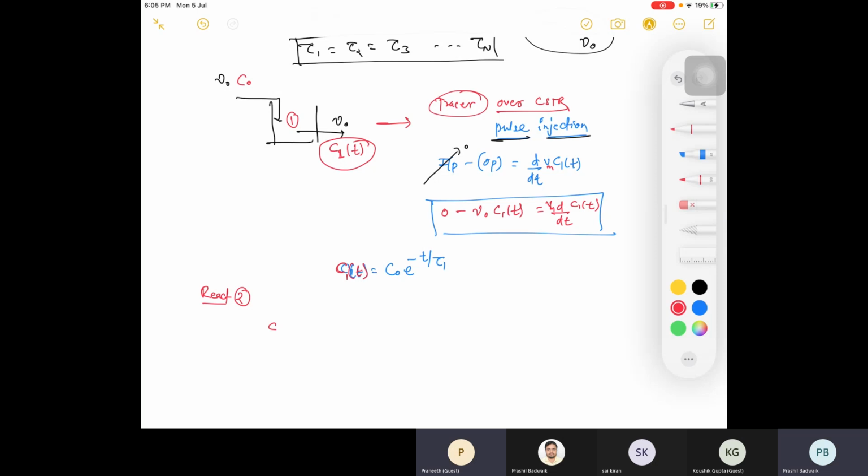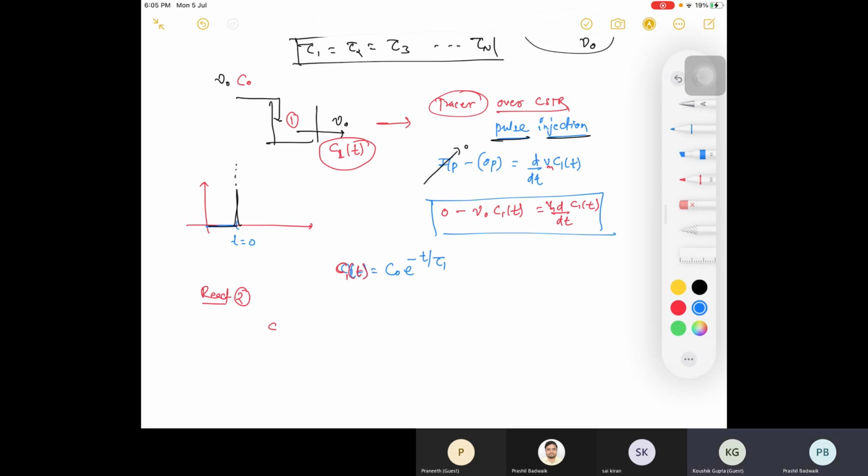Yeah, okay. So in case of pulse injection, this is your inlet profile, right? Up to time t equal to 0, you are having no input, and at suddenly t equal to 0, you are adding some concentration, right? So you'll be having this. So is it continuous or is it at an instant?